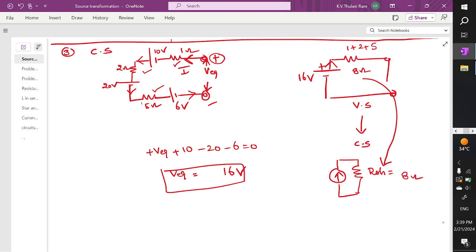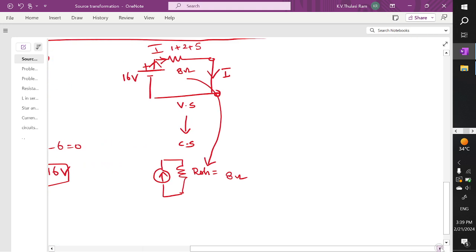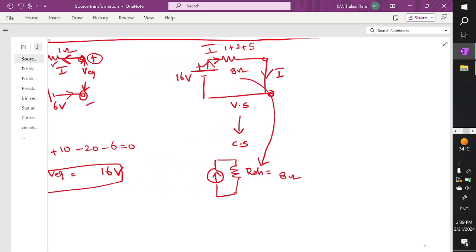And we need to find the current I in this circuit. How to find it? Current I is equal to, the leaving polarity is (16 volts minus 0 volts) divided by 8. 8 ones are 8, 8 twos are 16. So this current is 2 amperes and the resistance is 8 ohm.